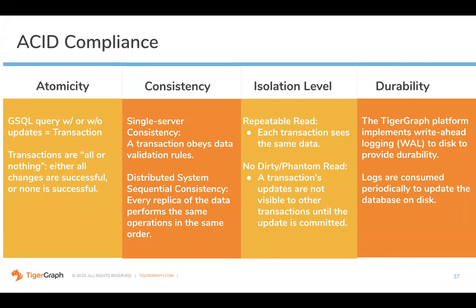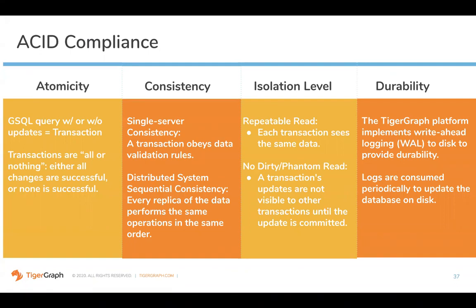Consistency model. The term ACID was defined before distributed systems were popular. When they defined ACID, they were really talking just about single servers. So the original meaning of consistency has to do with just, is your transaction obeying some basic data validation rules, such as referential integrity? So obviously we obey those. What's really interesting to people these days is what sort of distributed system consistency do you have? And so as we said, we have sequential consistency, which means each replica of the data performs the same operations in the same order or same sequence.